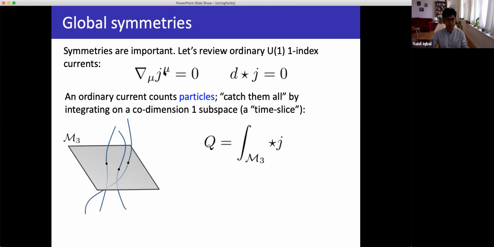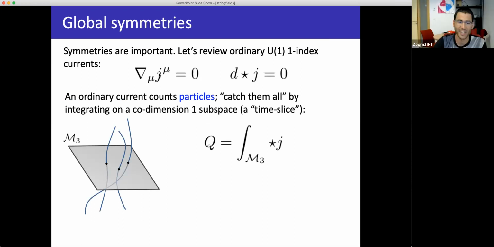Let me just confirm that you can see my mouse. Is that right? You can see my cursor? Okay. Yeah, we can. Good.